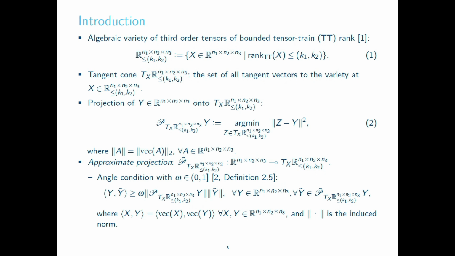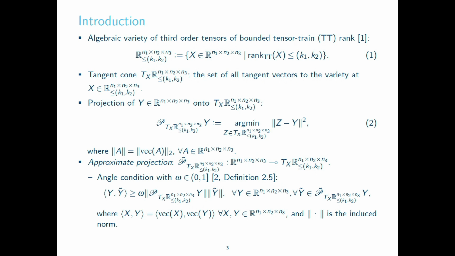optimality conditions. In these optimization problems on the variety, we need a projection of a Euclidean tensor onto the tangent cone, and such a projection is defined as follows. It minimizes the Euclidean distance from the tangent cone to the Euclidean tensor.